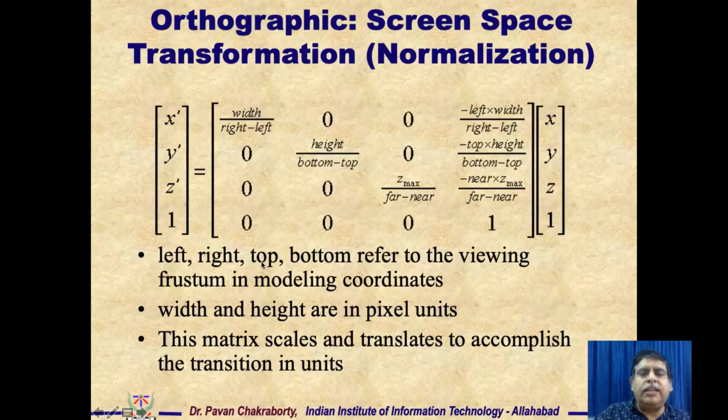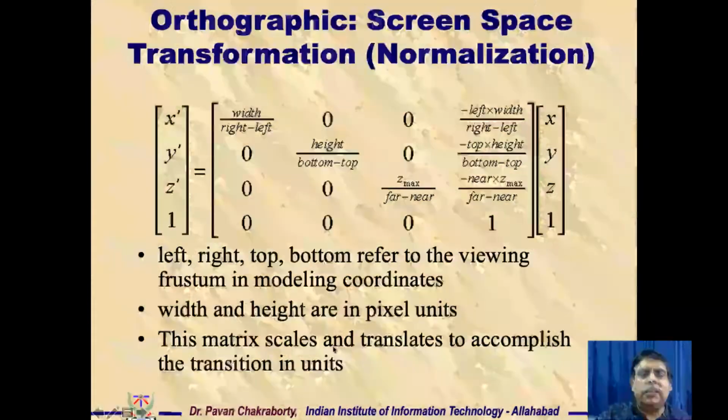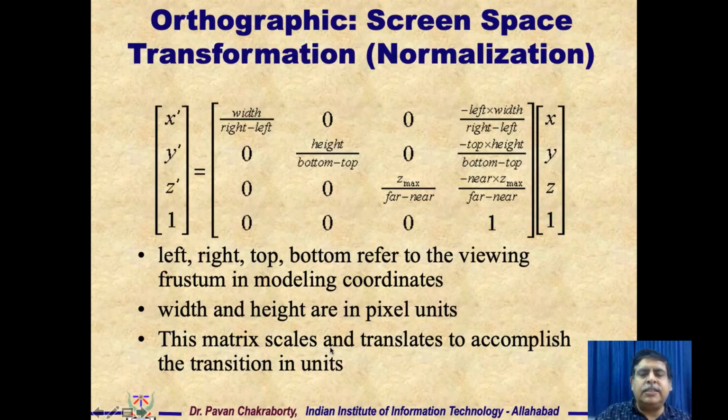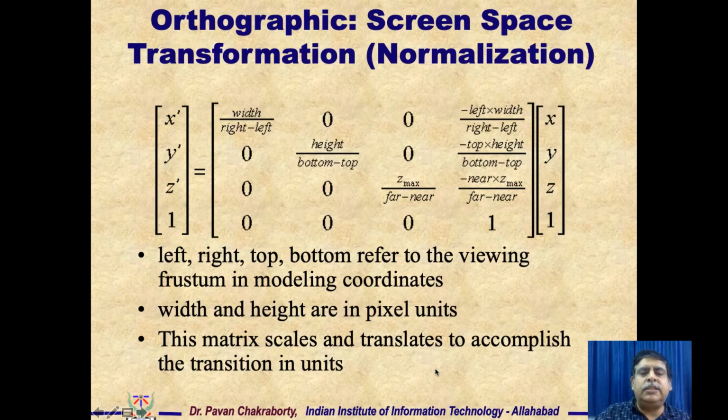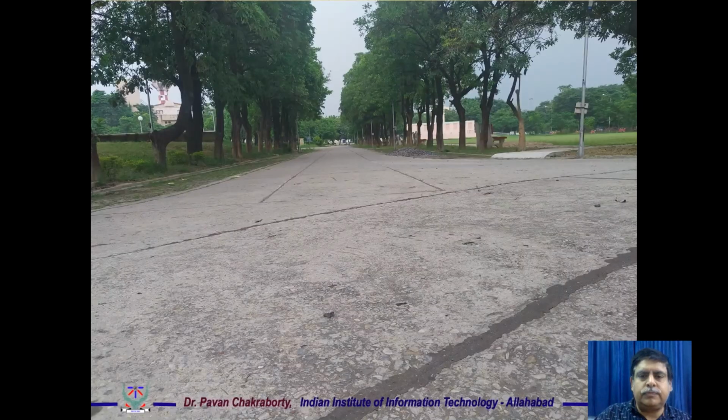The left, right, top, bottom refers to the viewing frustum in the model coordinate. The width and height are in pixel units. This matrix scales and translates to accomplish the transition in units.